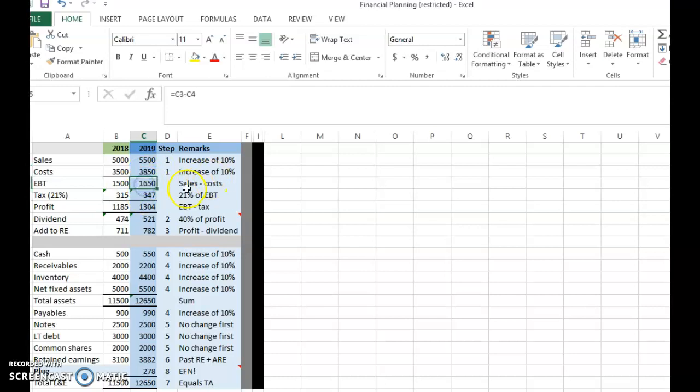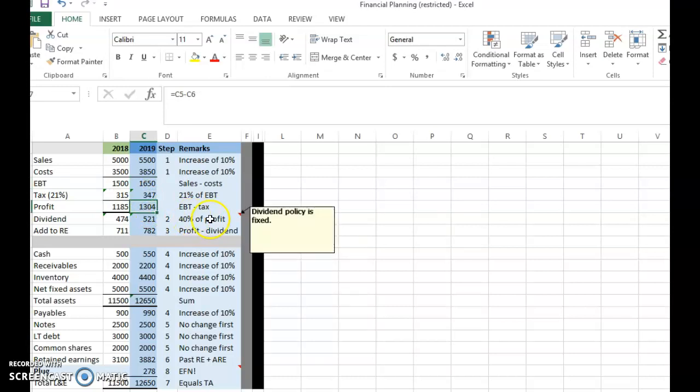But here, you can compute EBT, earnings before tax, sales minus costs. This also increases by 10%. Therefore, EBT will also increase by 10%. And since the tax rate is fixed, 21% of taxable income will be taxed. So you can take 1650 multiplied by 21%, and you get 347. Then you compute the profit, which is 1650 minus the tax.